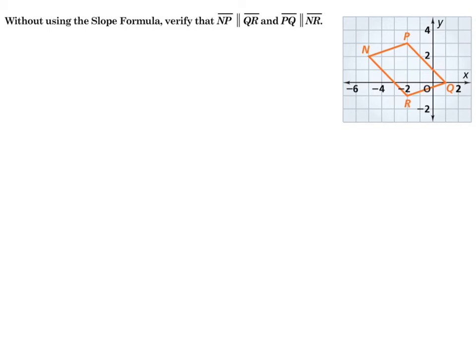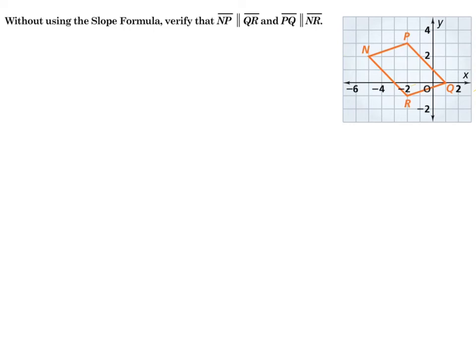All right, the next question: without using the slope formula, verify that NP is parallel to QR, and verify that PQ is parallel to NR. So there's two ways to do this. One of the properties of a parallelogram says that the diagonals bisect each other, and the other one says that the opposite sides are congruent. If we can prove either one of those two, then that would automatically make it a parallelogram, which would make NP and QR parallel and PQ and NR parallel.